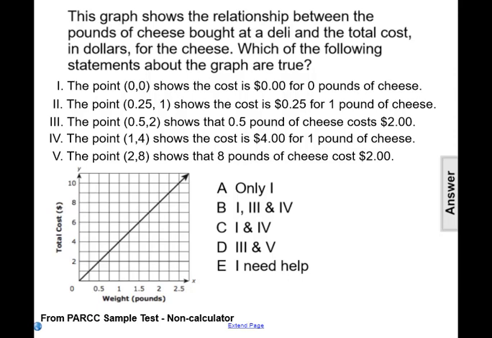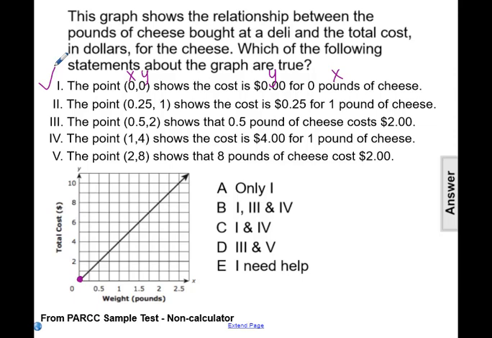So the first statement says the point (0, 0) shows the cost is $0 for 0 pounds of cheese. Well, the point is (x, y), so that's showing that 0 on the graph here would mean that x is 0, so 0 pounds of cheese would cost $0, a y and x value of 0. So that means that statement 1 is true. It costs $0 if you buy 0 pounds of cheese. It's no money for no pounds of cheese. That makes sense.